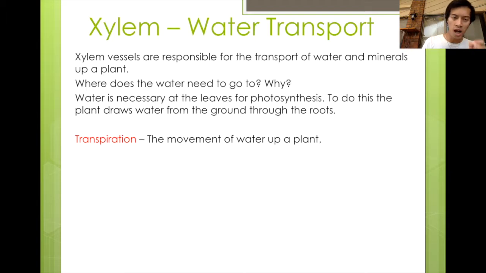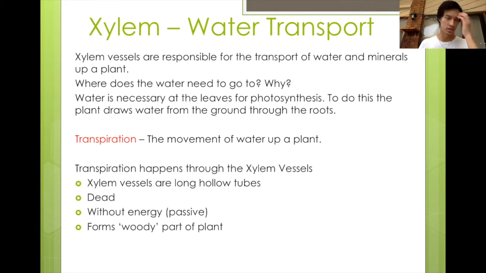Transpiration is a remarkable process because it is entirely without the use of energy. A plant can draw water from the base of the roots to the top or the crown of the plant without having to exert any energy on its behalf, and the water naturally moves up there through 3 distinct processes, which I'll talk about in a second. The transpiration happens through these xylem tubes, and they're long and hollow and dead, which means that the plant cannot put energy into the system, but it still manages to do it, entirely through physics. And it also is what forms the woody part of the plant.